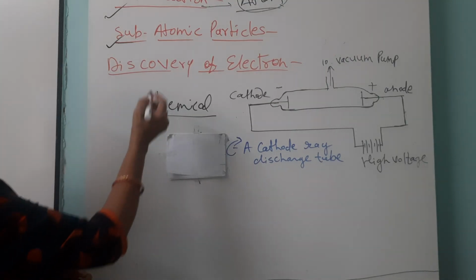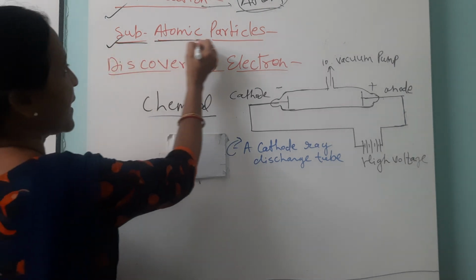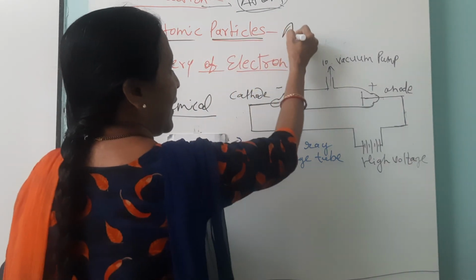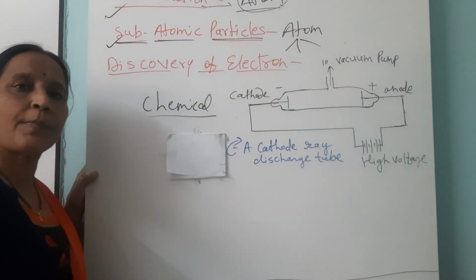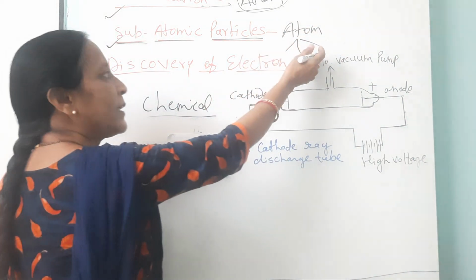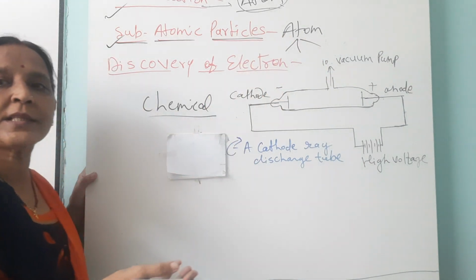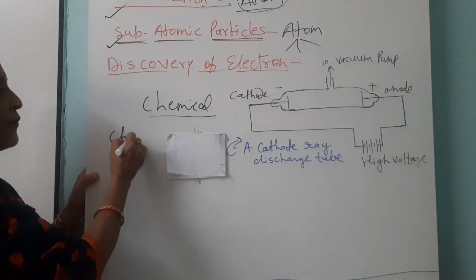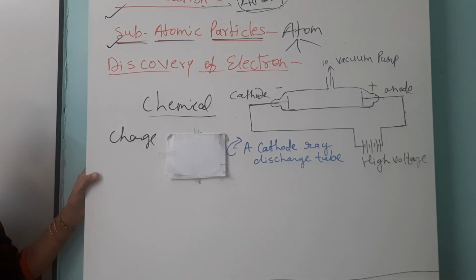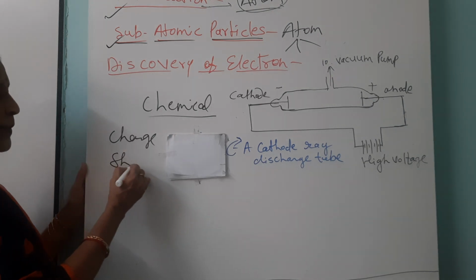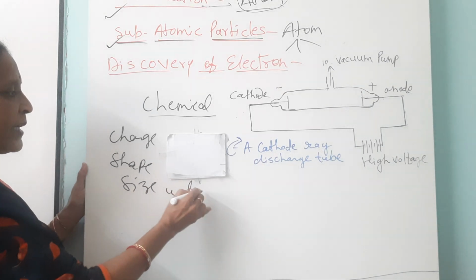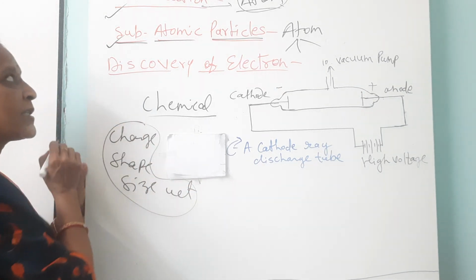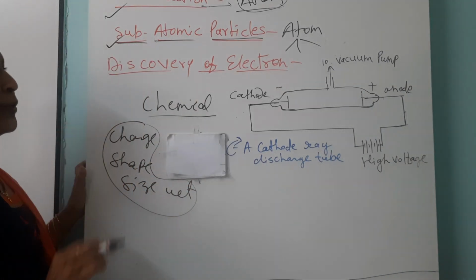Now, subatomic particles. Here the atom is made up of again finer particles. So how many particles are there, which particles are there, which type of charge is there on these particles, their shape, their size, and weight. All these we have to study in this point.